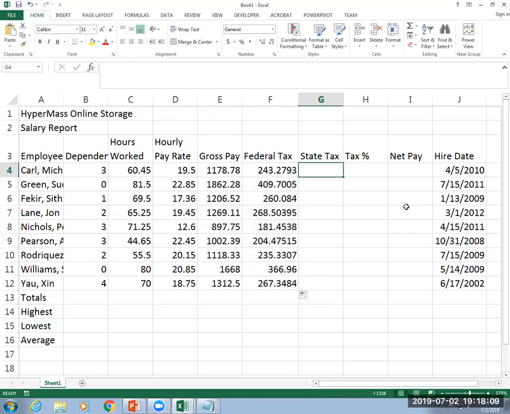All right, sales tax. The sales tax is 0.04 times the gross pay. So I do equals 0.04 times E4. And then I'm going to fill handle that all the way down.